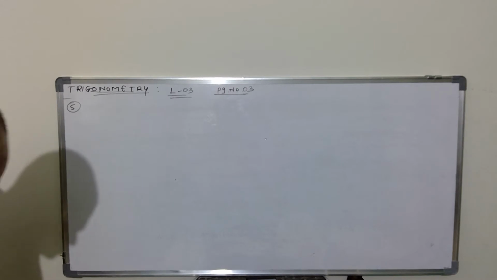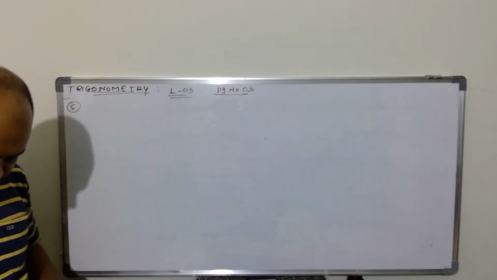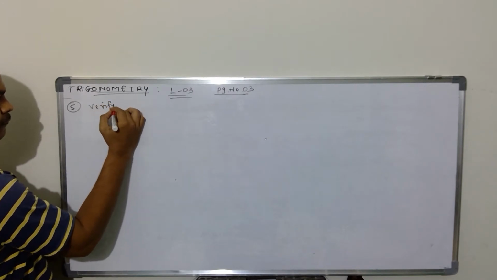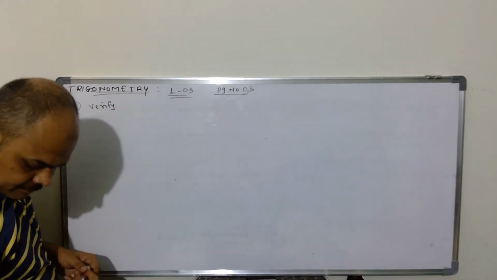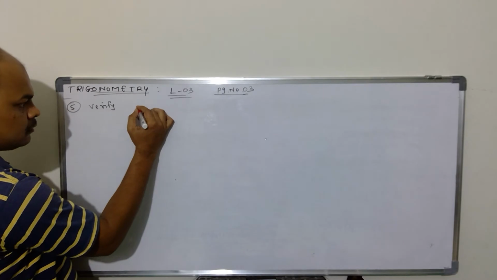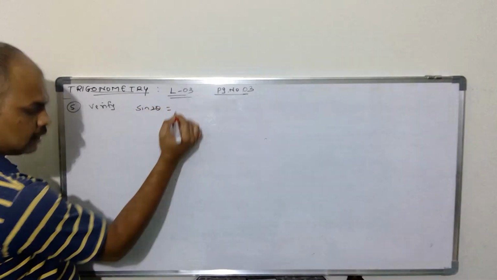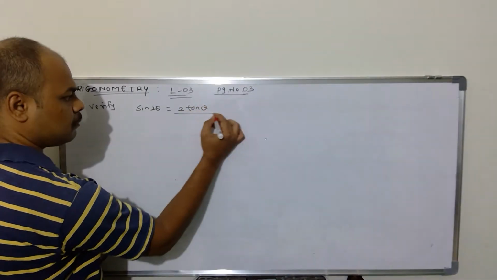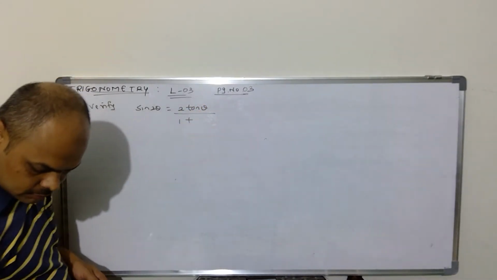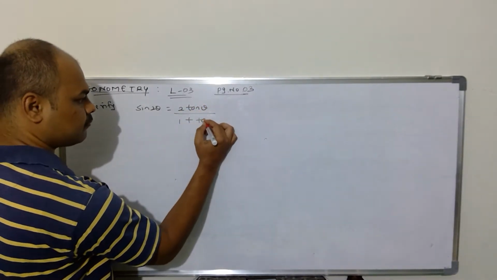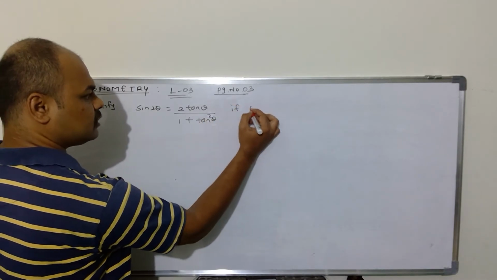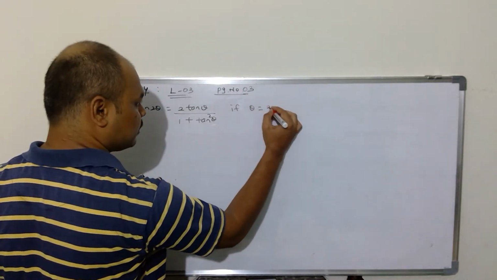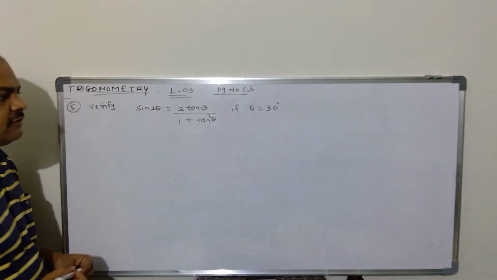Okay, now the question says: verify sin 2 theta equals 2 tan theta upon 1 plus tan square theta, if theta is equal to 30 degree. Okay, what does that mean?